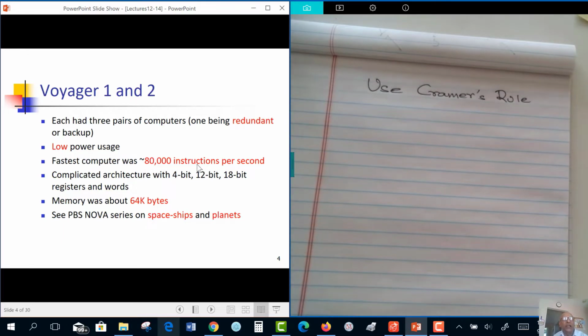Let's assume it really means programming instructions, but let's assume these were what are called floating point operations per second. That means multiplying, say, A times B, where A and B are both floating points. So their fastest computer could do 80,000 per second. Complicated architecture, and memory was 64K bytes only, so they could handle only so much data at a given time.